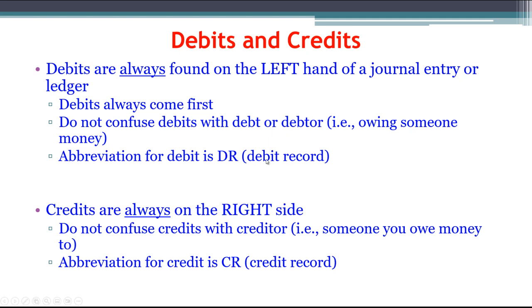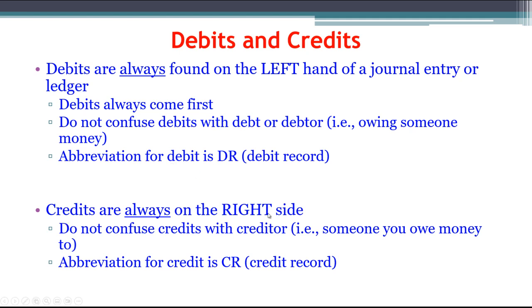By the way, debit, DR is the abbreviation for that. It stands for debit record. Don't get debit confused with debt or debtor. Yes, they have similar Latin roots to them, but we're not talking about liabilities like we owe someone some money. Don't confuse it with that. Just think of debit in this abstract term that we're talking about.